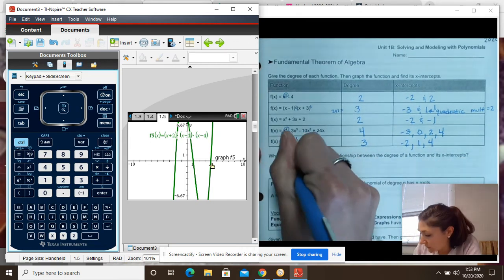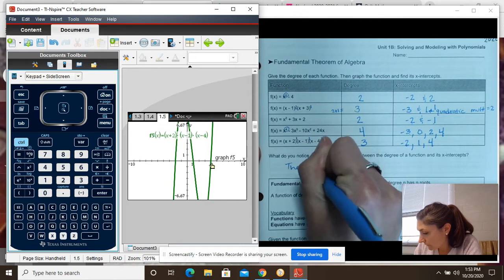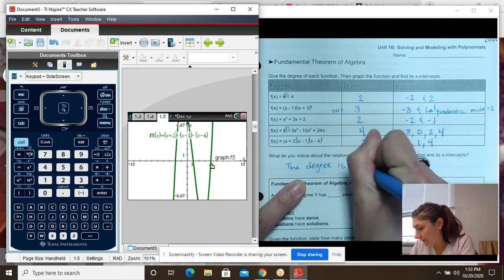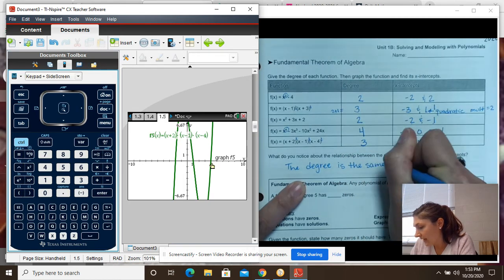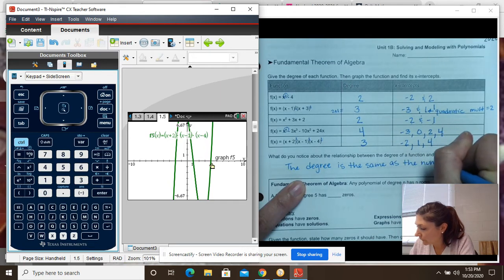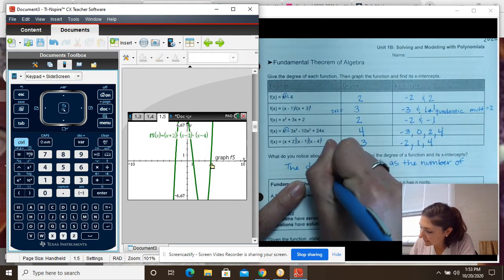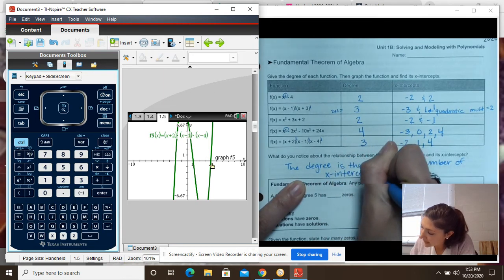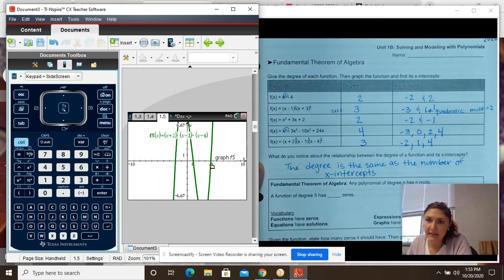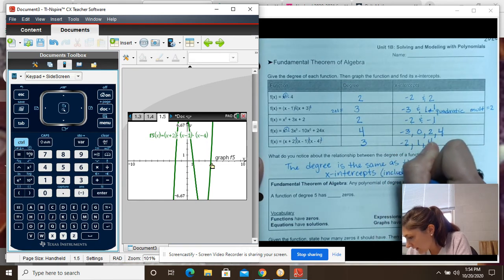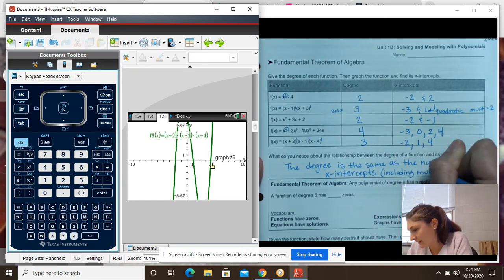Okay? So the degree is the same as the number of x-intercepts, including multiplicity, including where I have quadratic or if I had cubic behavior. So I'm going to put including multiplicity.